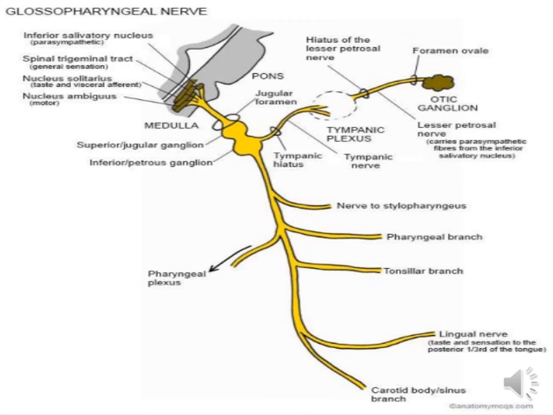This figure shows the course of the glossopharyngeal nerve inside the cranial cavity and outside of the cranial cavity.